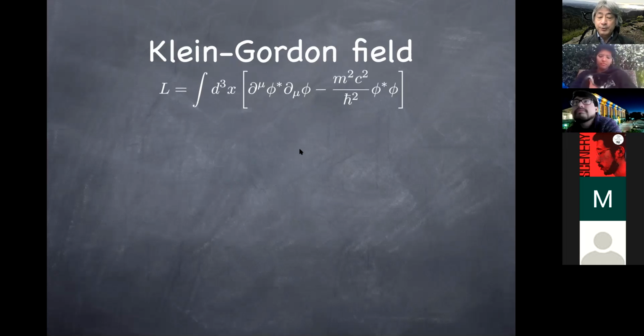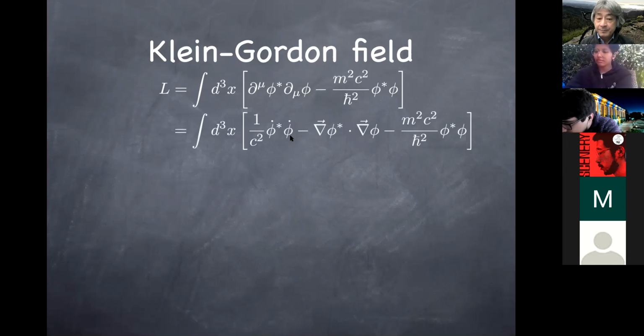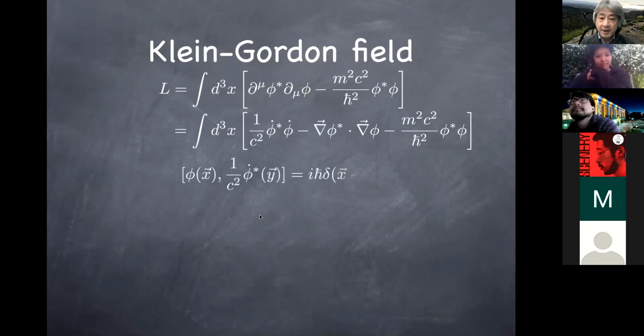So what we are supposed to do here is exactly the same thing we have done with the Schrödinger field. Once you have the Lagrangian, you identify the piece that contains the time derivative of the variable, and you differentiate the Lagrangian with respect to the time derivative to identify the canonically conjugate momentum. So what is conjugate to phi is ∂L/∂φ̇, which is 1/c² φ̇*. So that's the canonical momentum. And then immediately you know what the canonical commutation relation is. So phi and 1/c² φ̇* have the commutator of iħ δ(x−y). That's exactly the same thing we have done with the Schrödinger field.